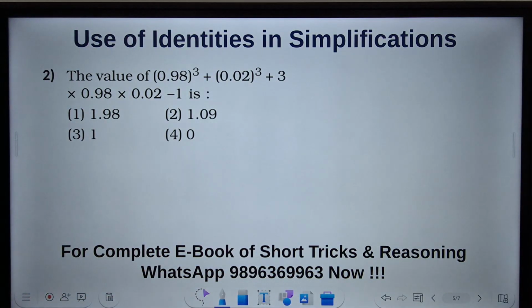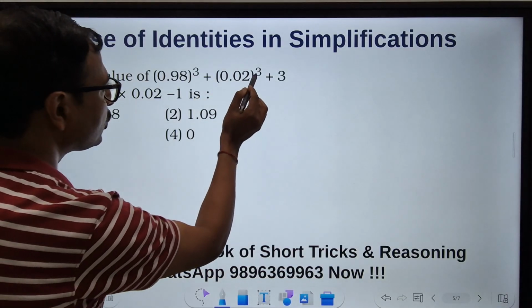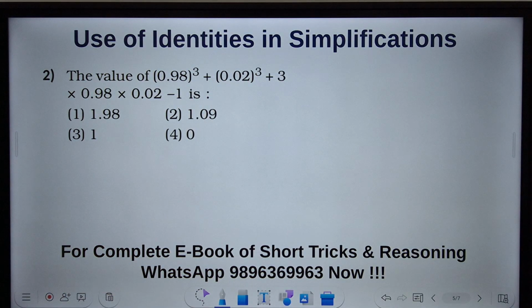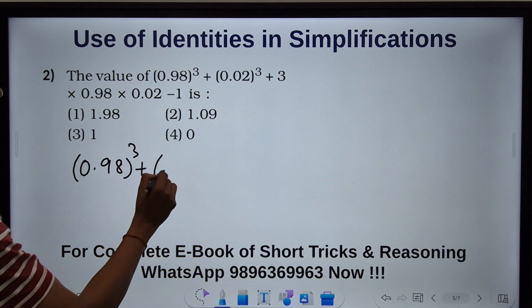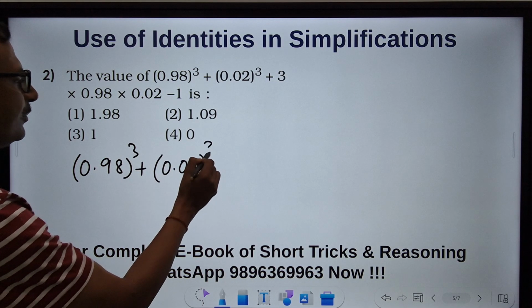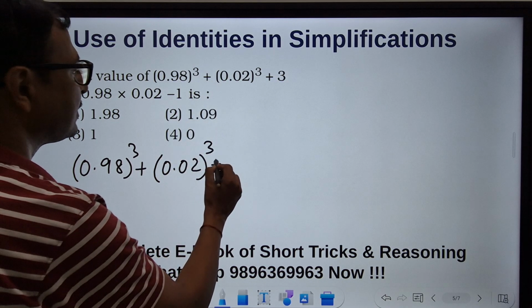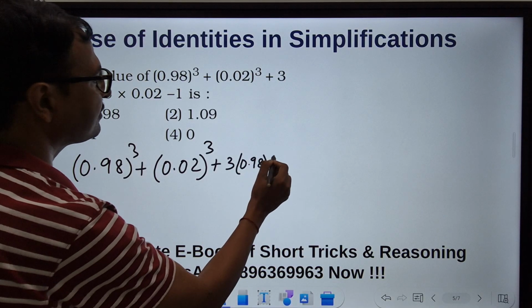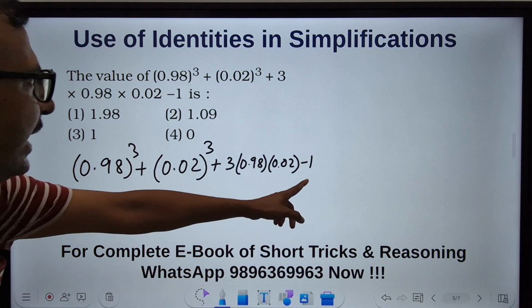Watch this. The value of, now again we have seen 0.98 cube and 0.02 cube. So a cube plus b cube, and there are some other terms also. Now I don't want to see what are the other terms. I am just bothered about 0.98 cube plus 0.02 cube. Now why am I bothered about this? Because the other part, plus 3 times, like we have 0.98 and then we have 0.02 and then we have minus 1. All these things are not going to matter.